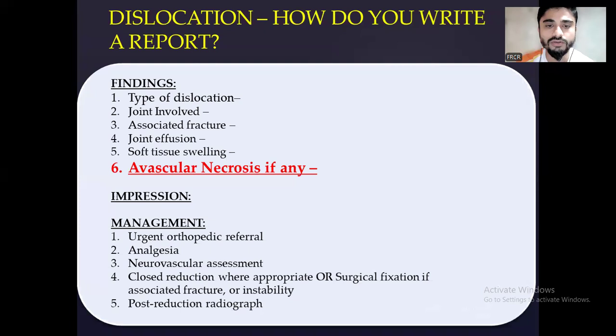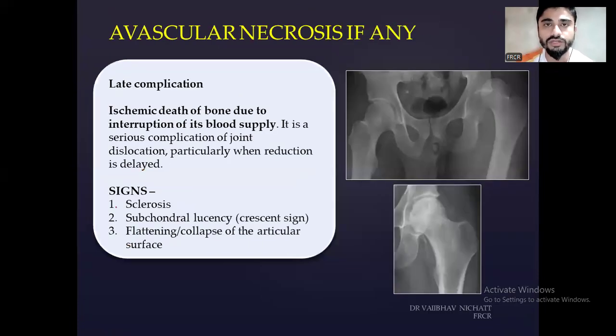Coming to the last part, if there is any avascular necrosis. Avascular necrosis is a late complication of dislocation. In early radiographs, it is difficult to identify avascular necrosis. This is an acute radiograph of a patient with a dislocated hip joint. This is posterior dislocation of the left hip joint, posterior superior dislocation. In such cases, you have to look for whether there is any femoral head fracture or any posterior lip of the acetabular fracture. And when it was relocated, after some days, a repeat radiograph was performed.